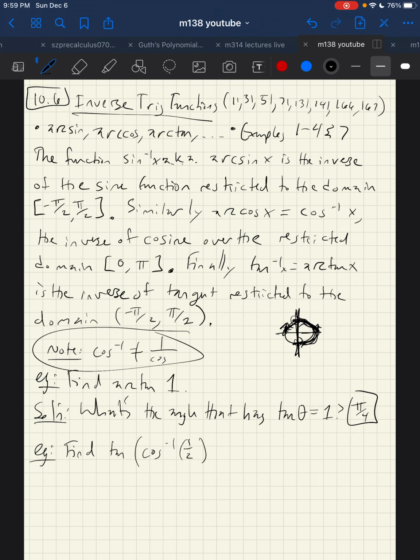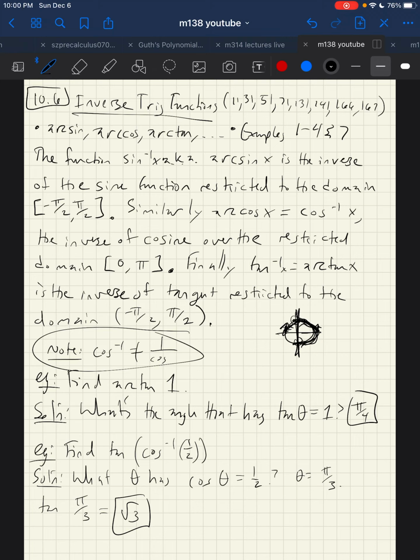So this is tangent of cosine inverse of 1/2. So what we're going to do is find what theta has cosine of theta equals 1/2. Well, that's going to be pi over 3, because cosine of pi over 3 is 1/2. So our final answer is tangent of pi over 3, which is, of course, square root of 3, and that's our final answer. So I hope that made some sense. Best of luck.